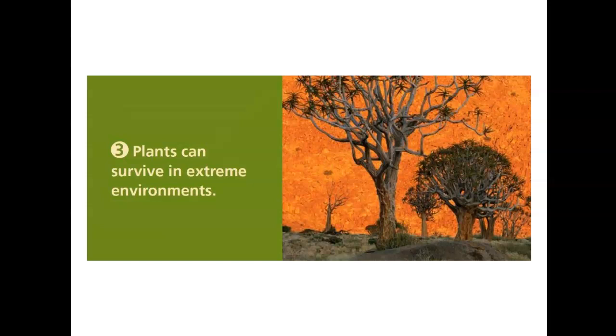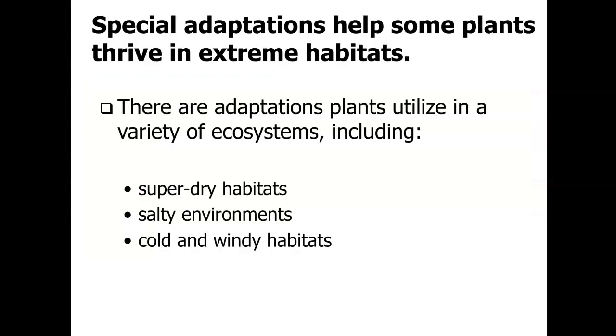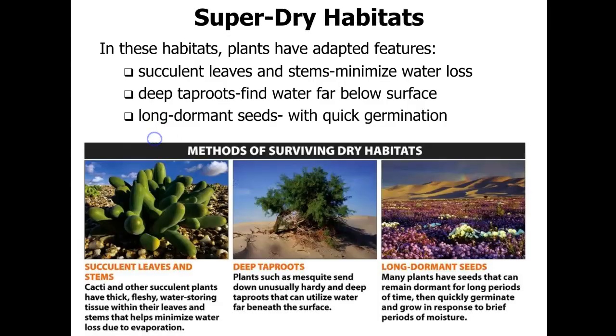So plants can survive in extreme environments. In order to do this, they're going to have special adaptations that help them thrive in these extreme habitats. There are adaptations that plants utilize in a variety of ecosystems, such as super dry habitats, salty environments, and cold, windy habitats. Within these habitats, the plants are going to have adaptive features.